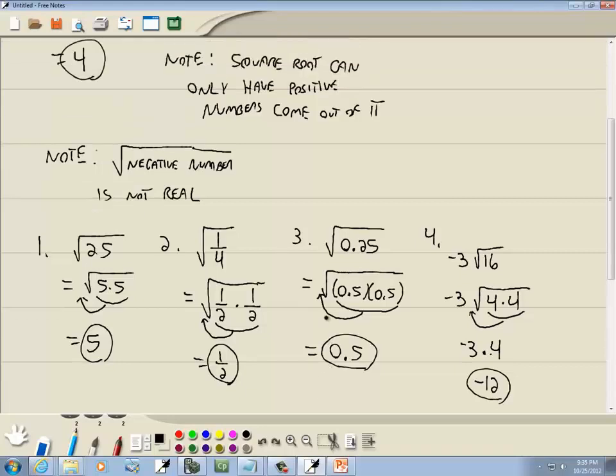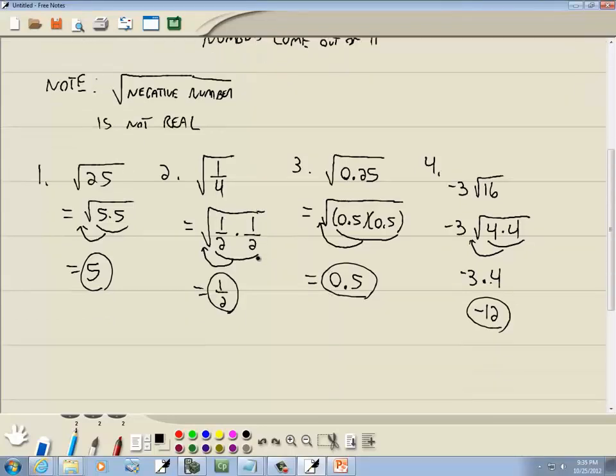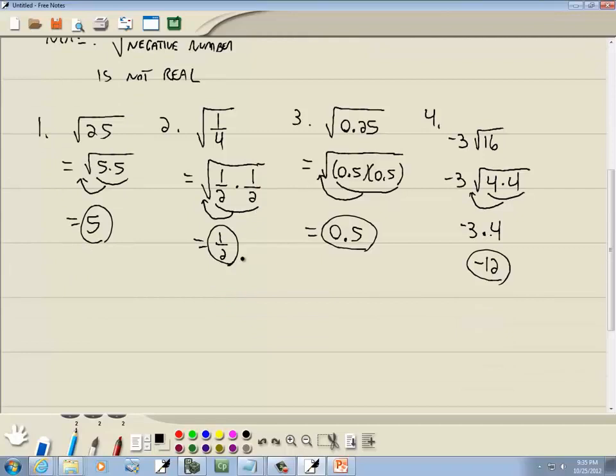Now we had a note that said square roots can only have positive numbers come out of them. But we have it equal to a negative number here. Realize that the negative was already out in front. The only thing we brought out was a pair of 4s as a single 4, and it came out as a positive 4.